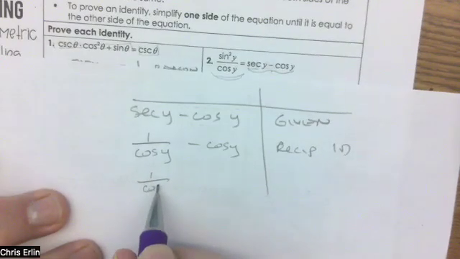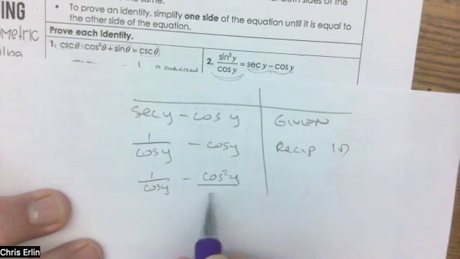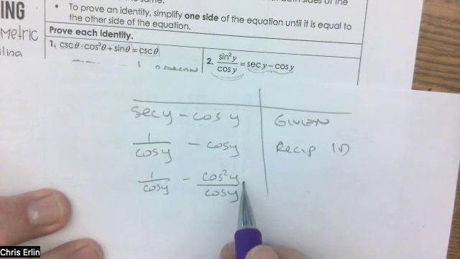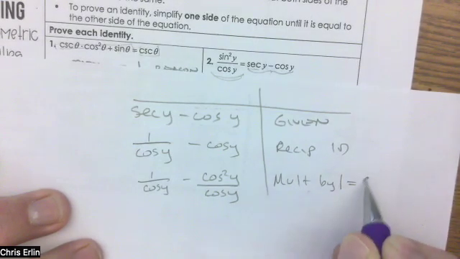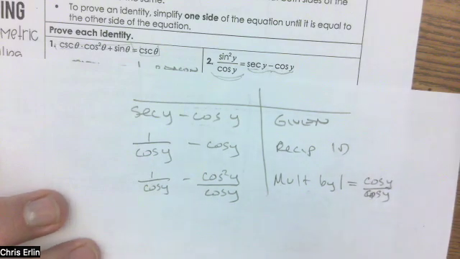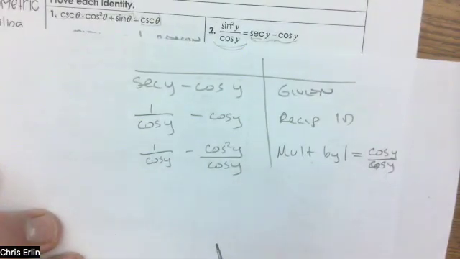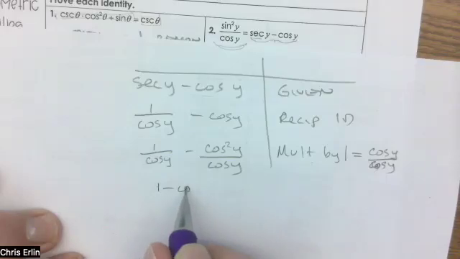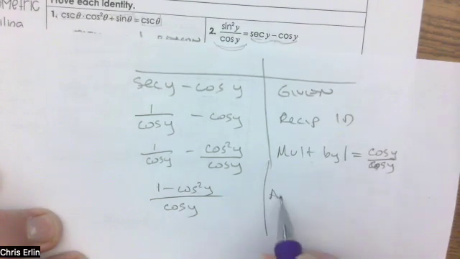Well, we can't multiply it by cosine. That'd be illegal, but we can multiply it by cosine over cosine. That's valid, to multiply this by something over itself, cosine over cosine. My description would be multiplied by 1 in the form of cosine y over cosine y. Now that these 2 things have the same denominator, what can I do? Yep, so I can say 1 minus cosine squared y over cosine y, and that's just adding fractions.